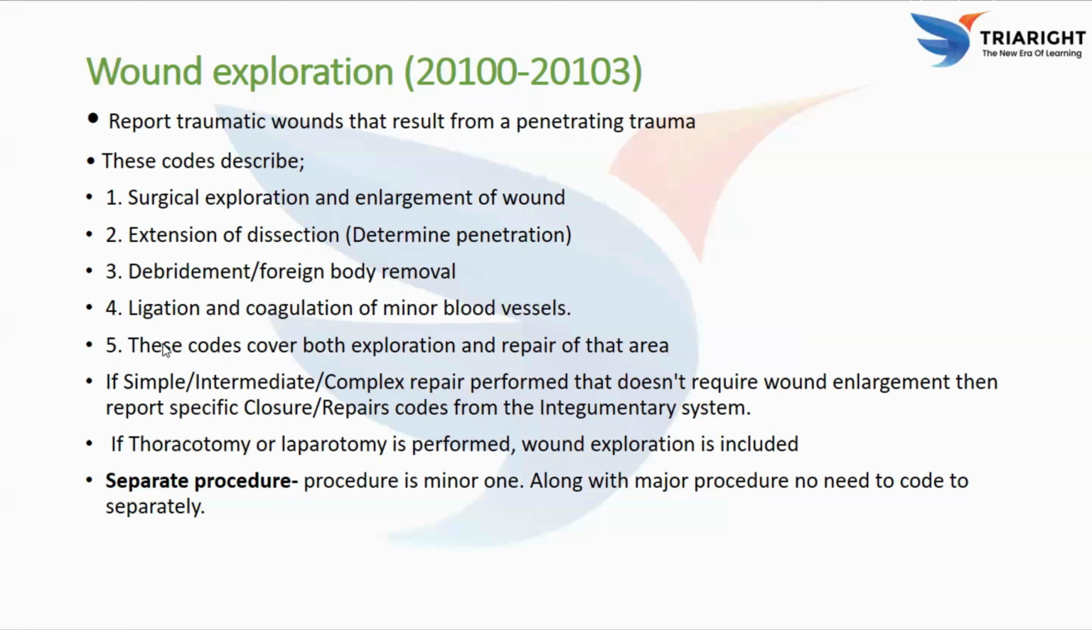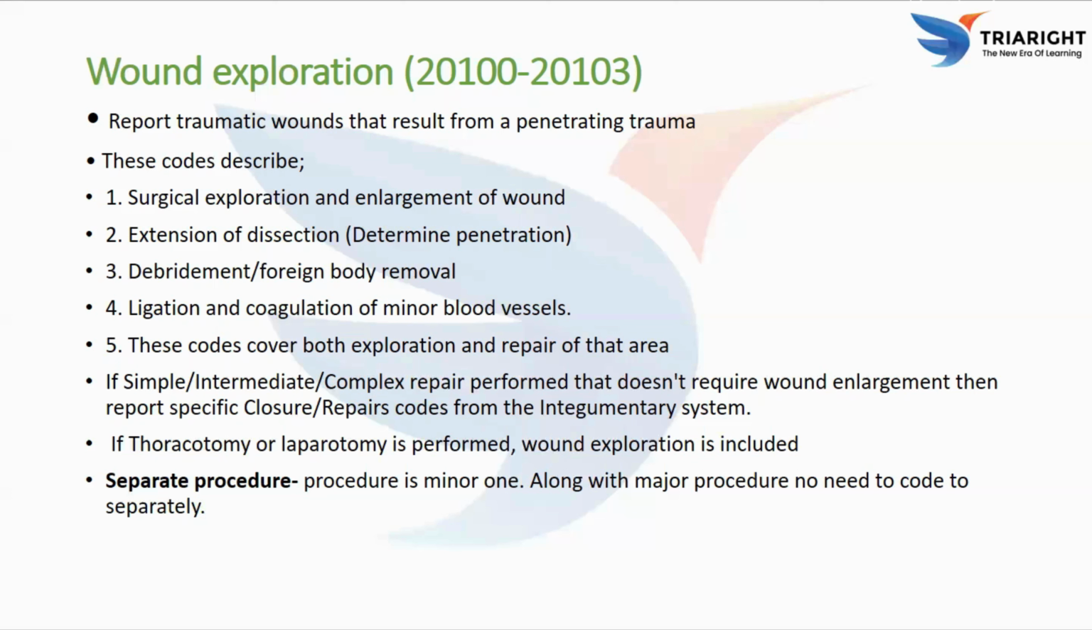Exploration plus repair are both included. These codes cover both exploration of the wound and repair of the explored area, so you do not code repair separately when it is part of exploration. So when not to use wound exploration codes: if the doctor performs only simple, intermediate or complex wound repair and the wound does not require enlargement or deep exploration, then you should code closure or repair codes from the integumentary section, that is the 10000 series, instead.